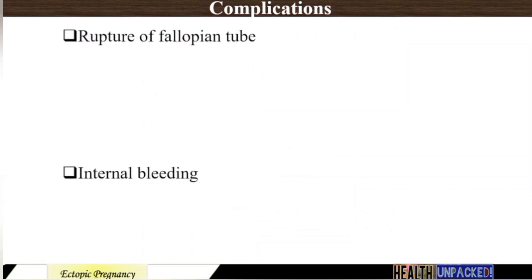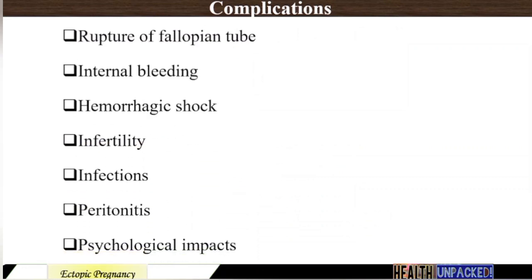Okay, so these are some complications: rupture of the fallopian tube, internal bleeding, hemorrhage, shock, infertility, infections, peritonitis, and psychological impacts are some complications of ectopic pregnancy.